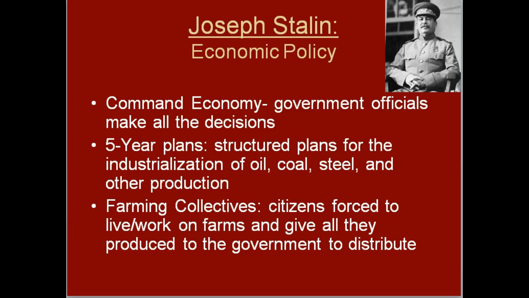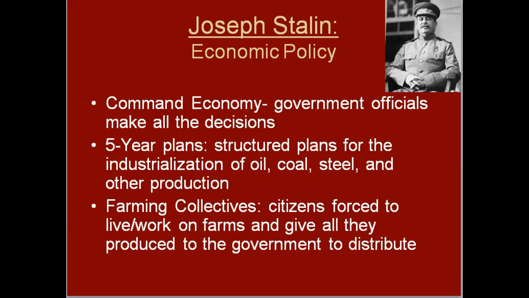Economic policy, Joseph Stalin is going to create what is called a command economy, where the government officials make all of the economic decisions. So you as an individual person cannot even own a bakery within the Soviet Union. The government owns the bakery and you are just simply the baker within it.